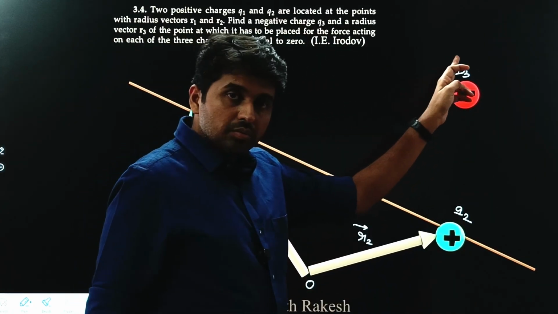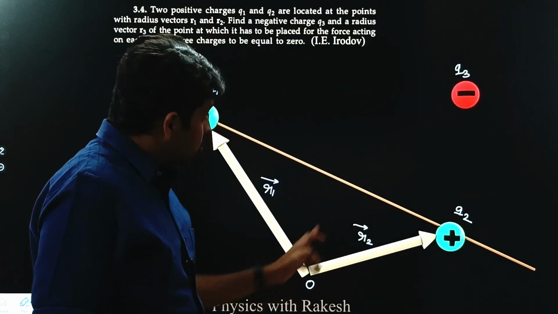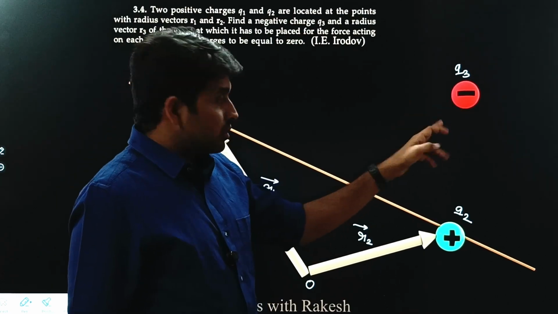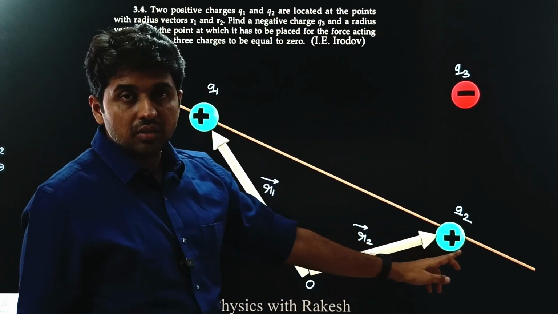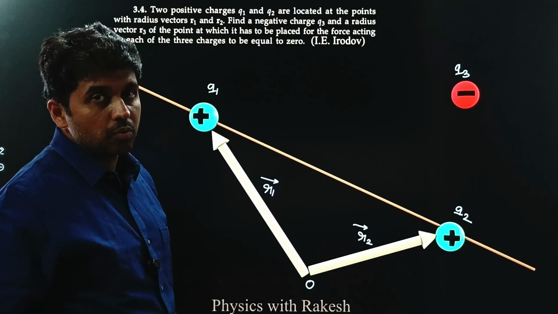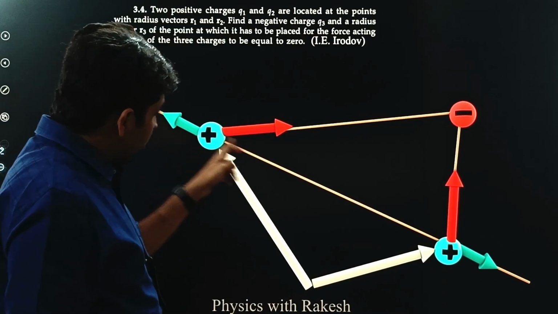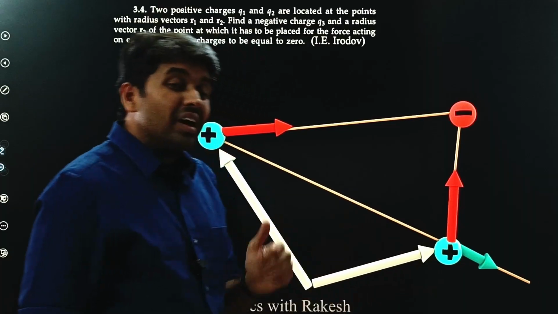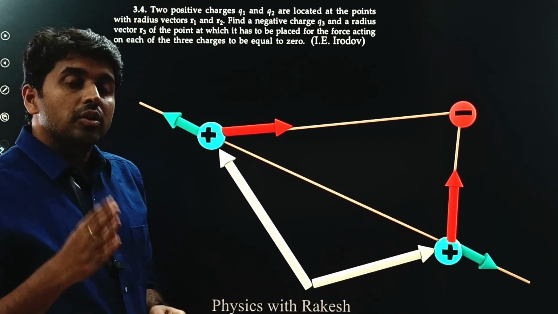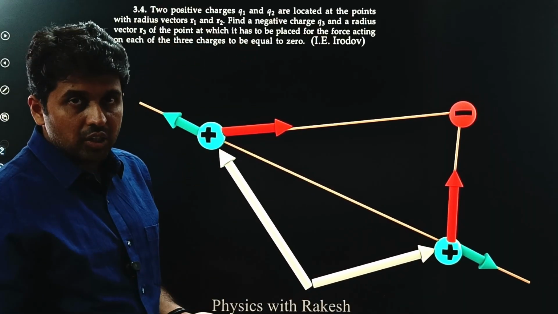What is the magnitude of this q3 and where should it be placed so that the net force on all these three charges is equal to 0? Let us see different possibilities. We see q1 and q2 are here. Now where shall we place q3? If we know where to place q3, then we'll start our calculations.